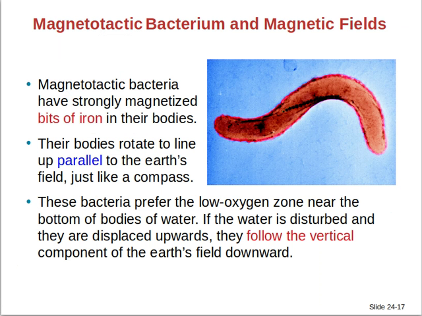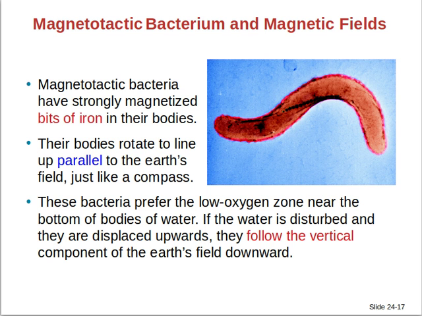Okay, there's a magnetotactic bacterium that contains a bunch of little iron pieces in it. Very basically, you can see a little string here of magnetic bits of iron in their bodies that allow them to sense the field. Basically, the magnetic pieces in their body run along the length of the worm, and so when they're swimming in the water, the line of their body can be lined up with the Earth's field because of those little iron filings inside them. Their bodies rotate to line up parallel to the Earth's field just like a compass.